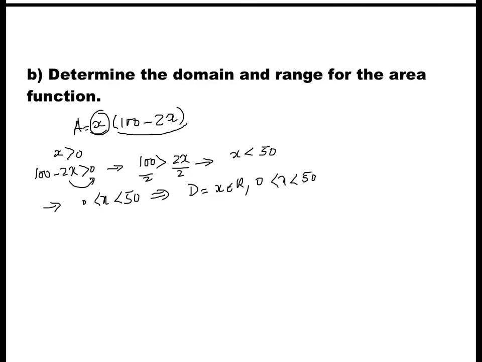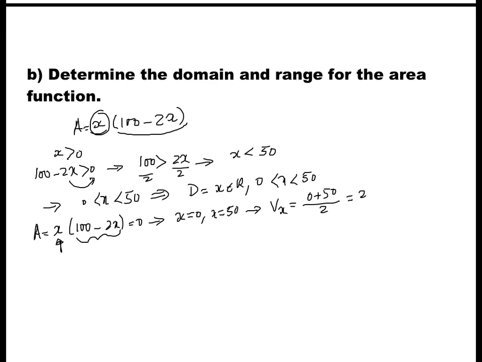For range, we are going to solve for the zeros of the area function, which is this one. If we make it equal to 0 to find the zeros, it is going to give us two values. Either x is equal to 0 or this factor is equal to 0, which is going to give us x equal to 50. These are the x-intercepts of our parabola. To find the x-coordinate of the vertex, we are going to add 0 and 50, and then divide by 2, we get 25.